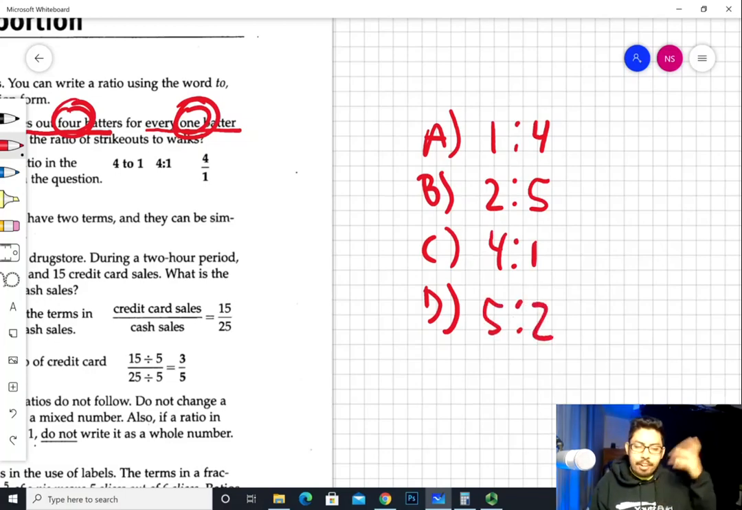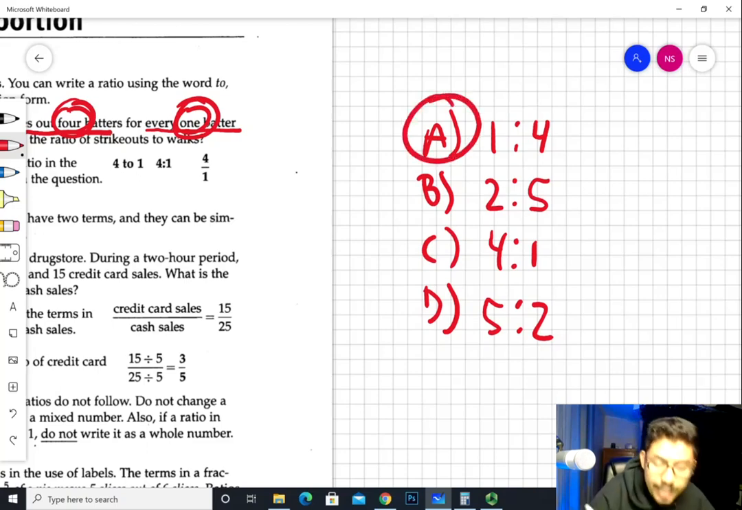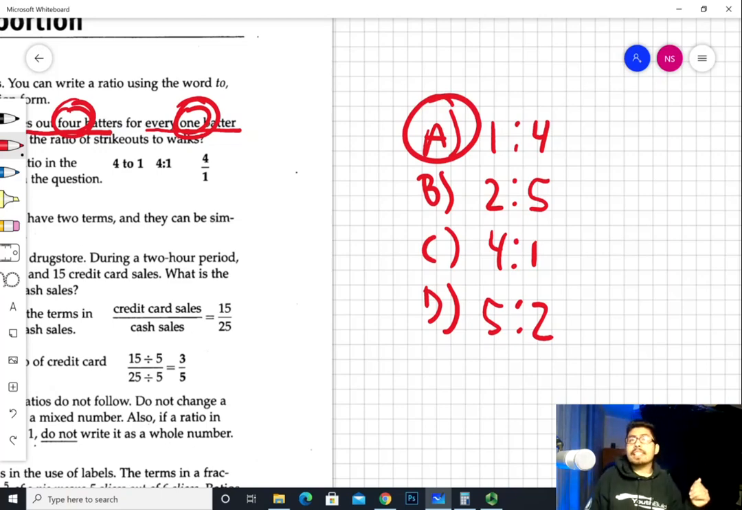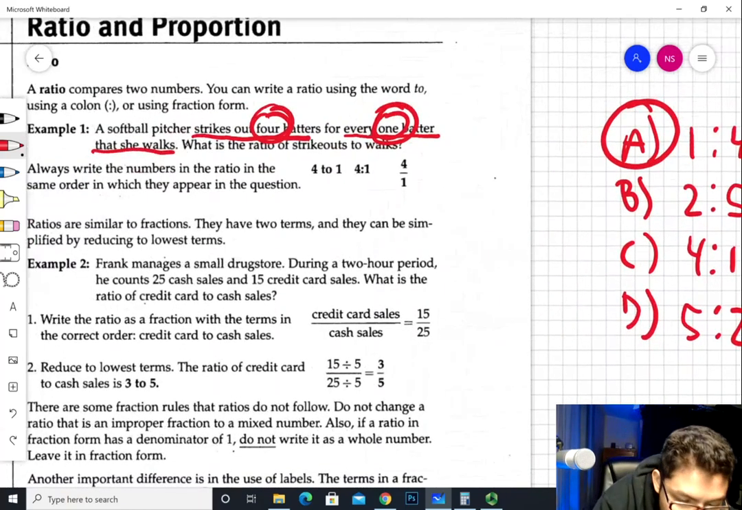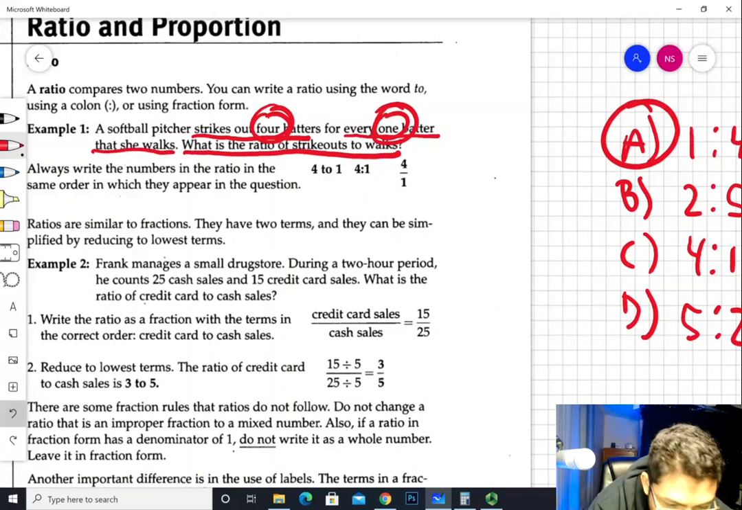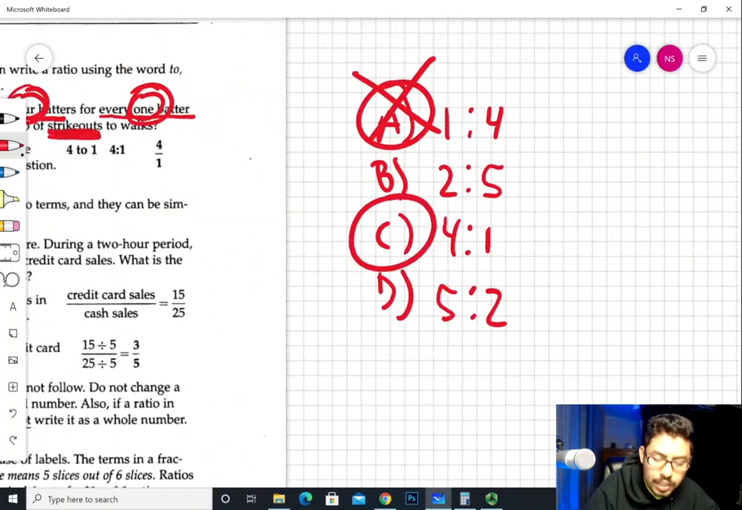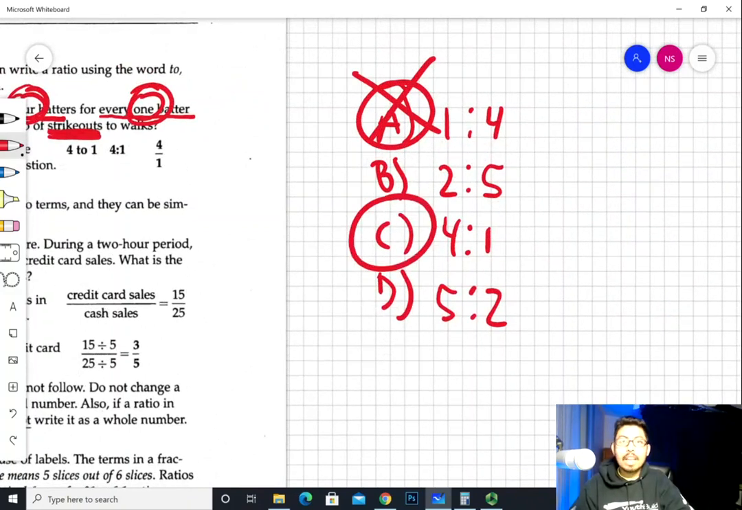Because of speed or whatever, brain fart moment, you choose option A because you went back to the problem, you knew you saw 4, you saw 1, and option A is it. But no, they're completely different questions. If they were to ask you what is the ratio of walks to strikeouts, then yes, this would be the correct answer. But the question was asking what is the ratio of strikeouts to walks. Strikeouts need to come first and walks need to come second, which is why this is not the option. This one is. That's your first trick of the day, the order of things.